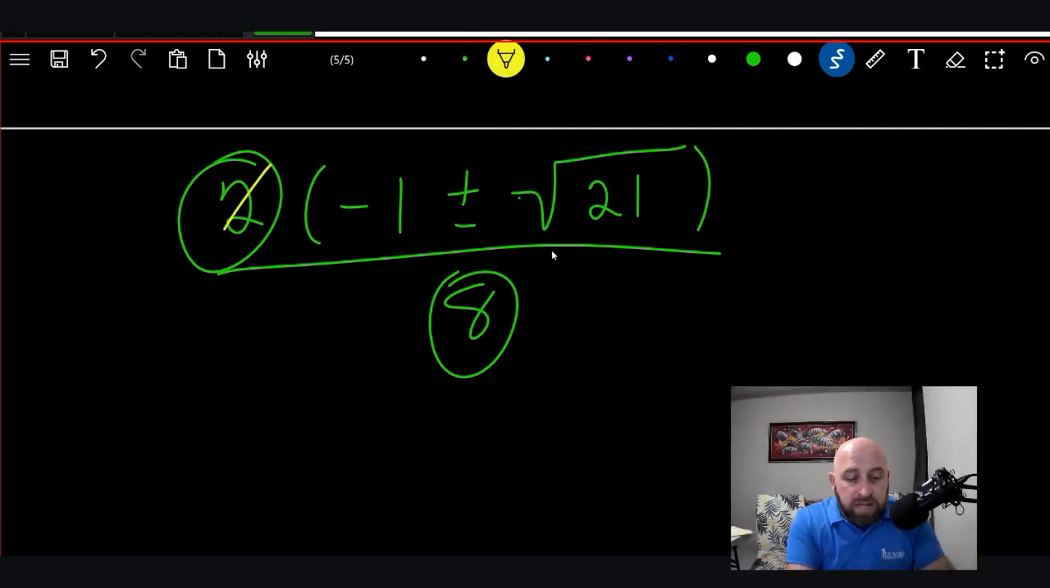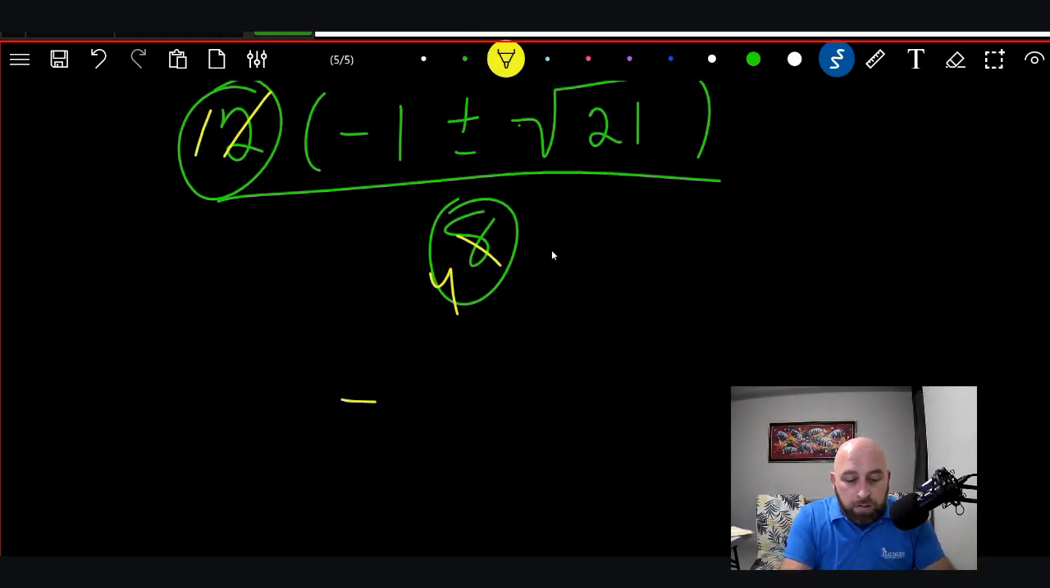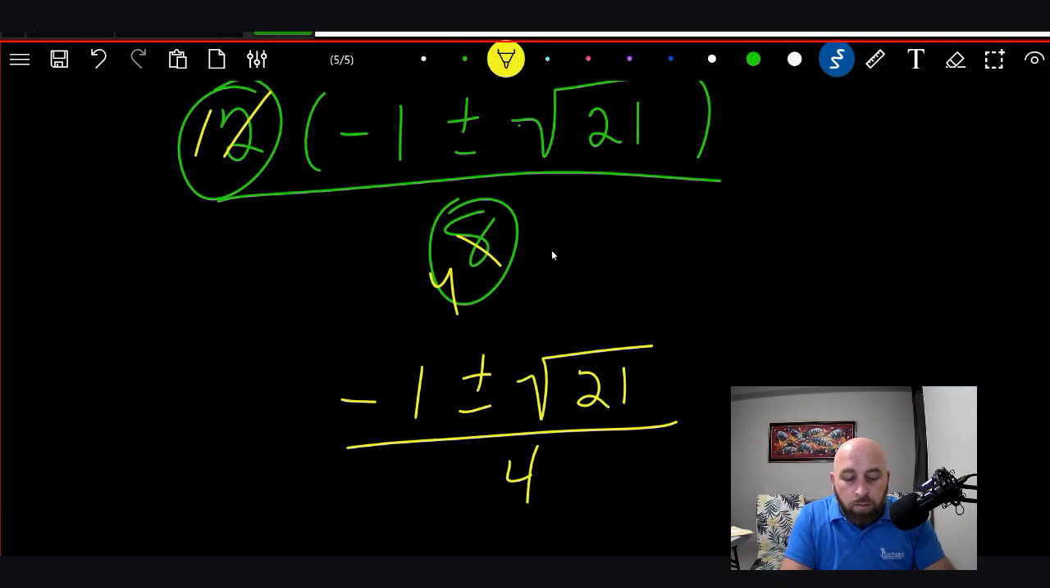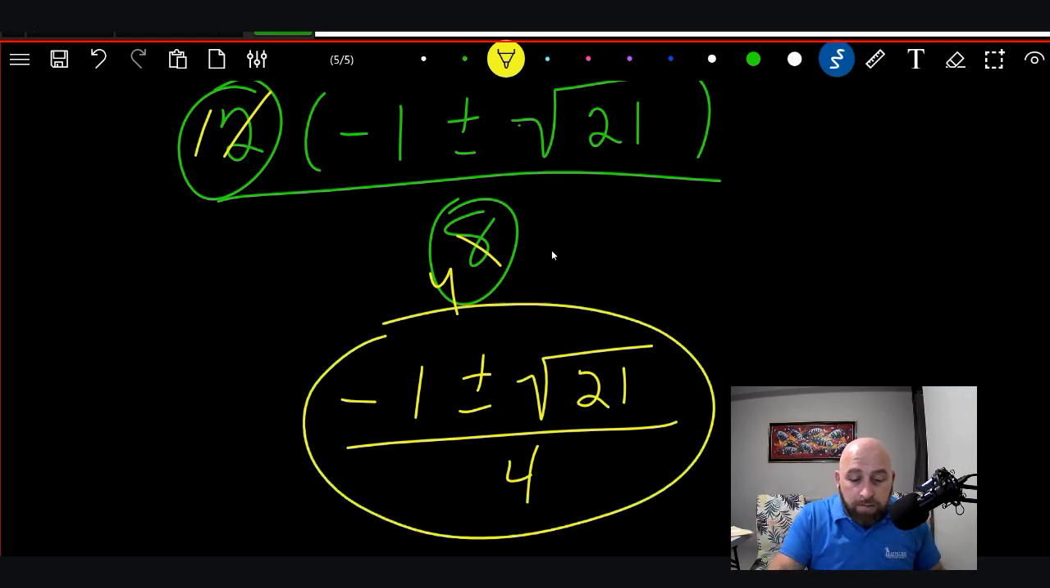All right, so let's cancel. That cancels to a 1. That cancels to a 4. So our new answer is going to be negative 1 plus minus the square root of 21 over 4. You can leave it right there. You're done with that right now. So go ahead and circle that.